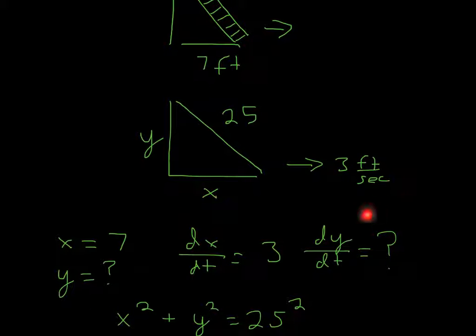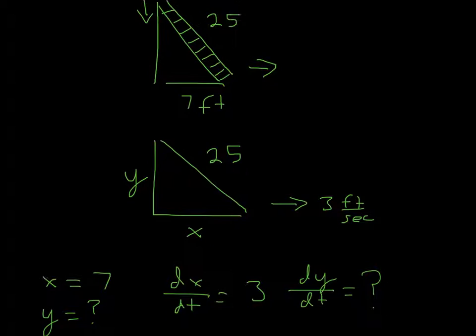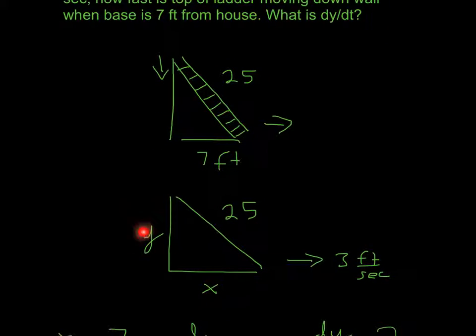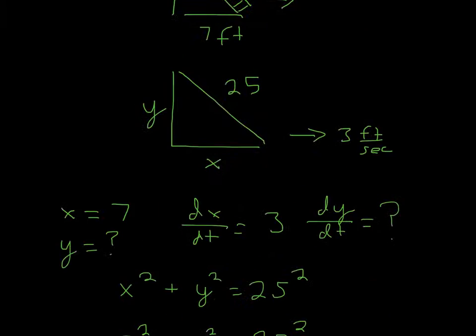Okay, so what we want is dy/dt. I wrote this to help you out, but in reality they wouldn't have this, and they would just ask how fast the top of the ladder is moving down the wall when the base is 7 feet from the house. All that means is how fast is this distance changing. It matches with y, but it doesn't want y, it wants the change of y. So we write that as dy over dt. That'd be the correct units.